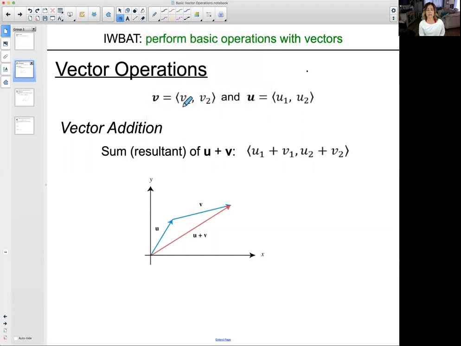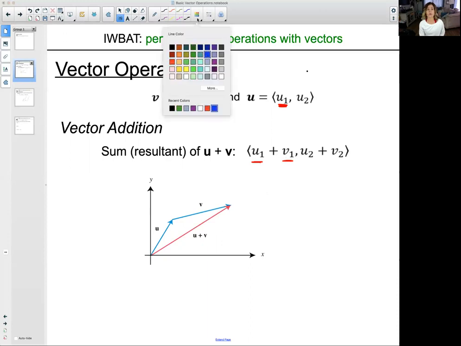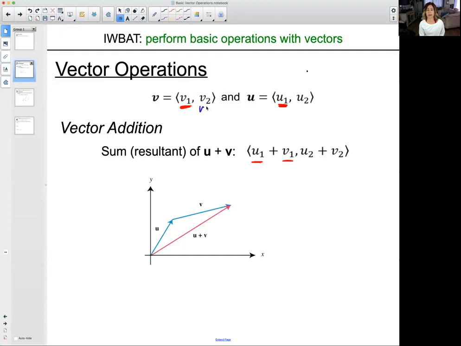So if we take a look up here, vector v has a horizontal component of v sub 1, vector u has a horizontal component of u sub 1. So for the sum of those two vectors, you're going to add those two parts together. And then for the vertical part, you are going to add the vertical components, v sub 2 and u sub 2. You'll see those two added together here. So add vertical components with vertical components, horizontal components with horizontal components.